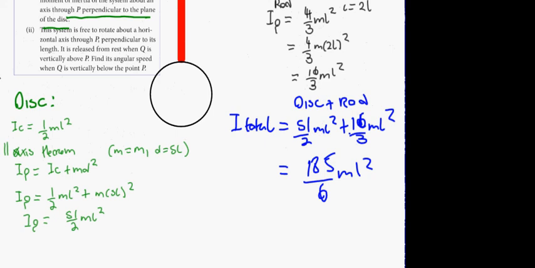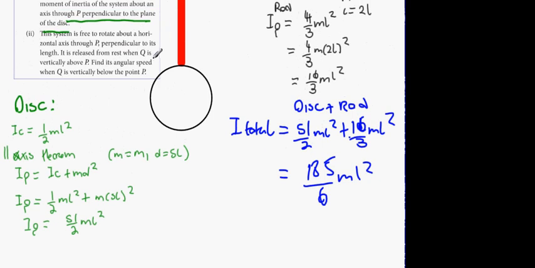Part 2. This system is free to rotate about a horizontal axis through P. Horizontal to P. Do you understand? Perpendicular to its length. Okay, perpendicular to the length of P. It is released from rest when Q is vertically above P. Q is vertically above P. Find the angular speed when Q is vertically below P.